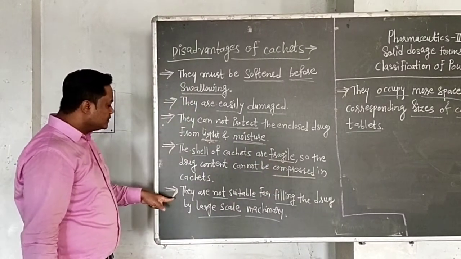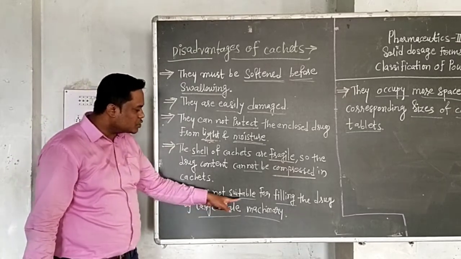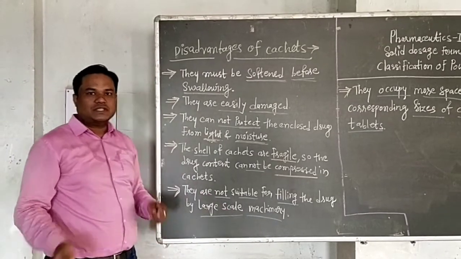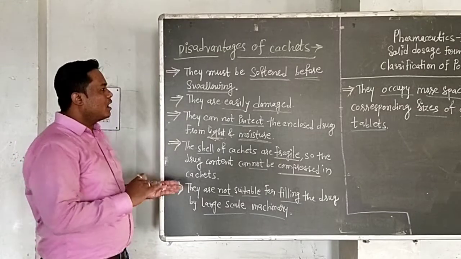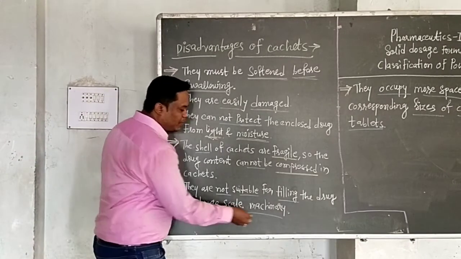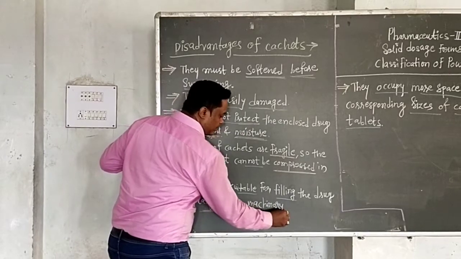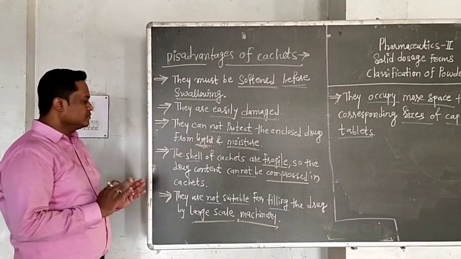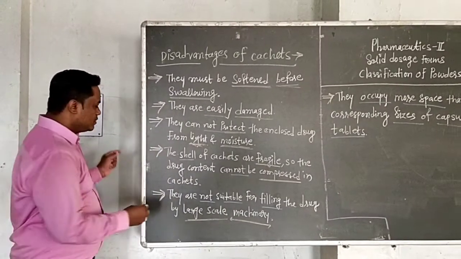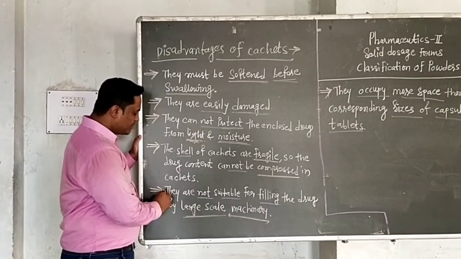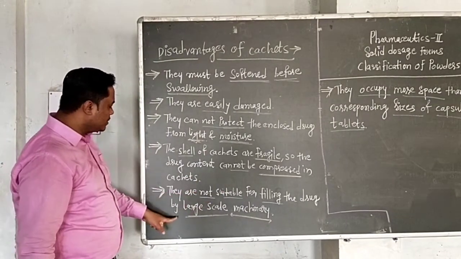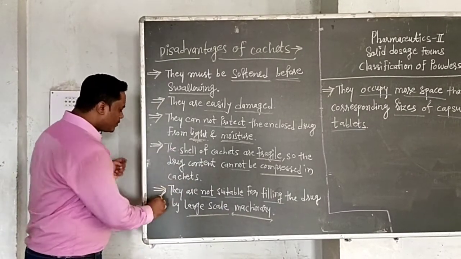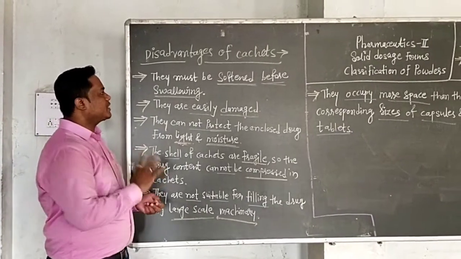Then next is they are not suitable for filling the drug by large scale machinery. Means no complicated machineries are required to prepare the cachets because it is easily made by the revolving two hot-plate cylinders and a sheet of paper is formed. Therefore, the disadvantage is they are not suitable for filling the drug by large scale machinery because the shell is fragile in nature. So these are the disadvantages of cachets.